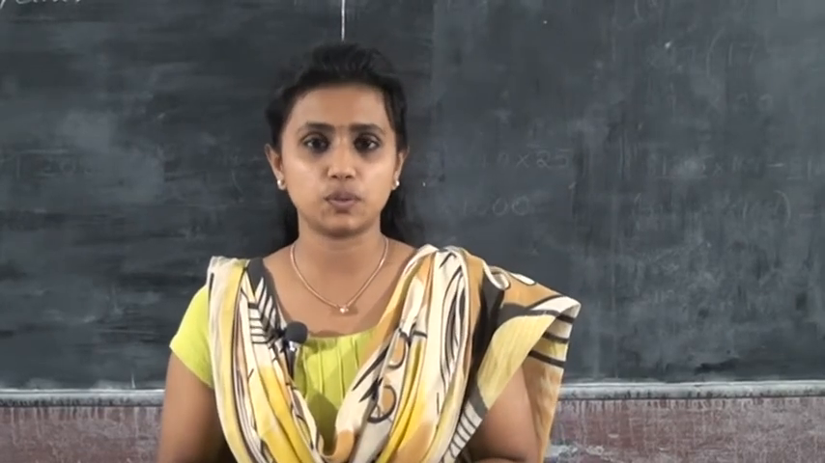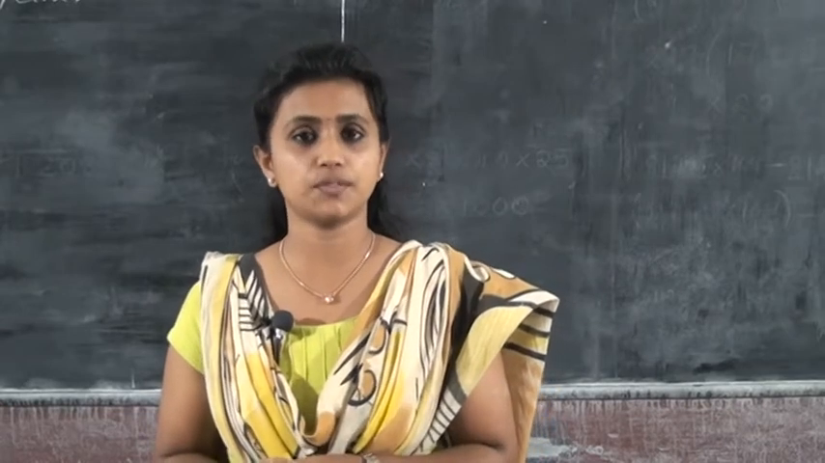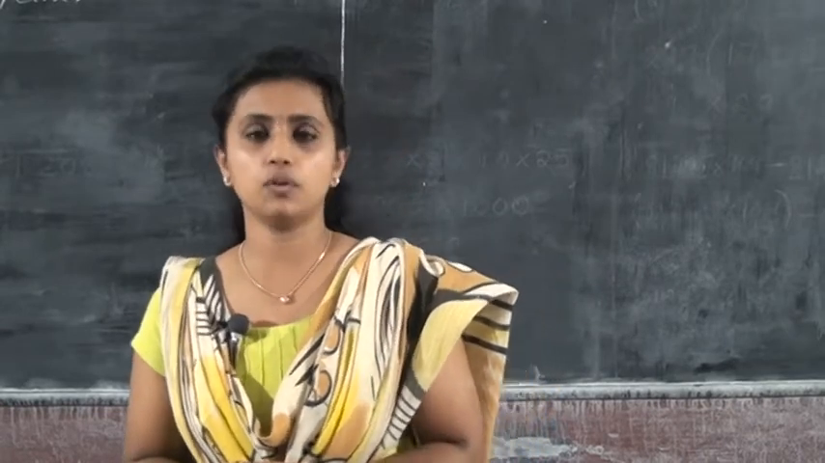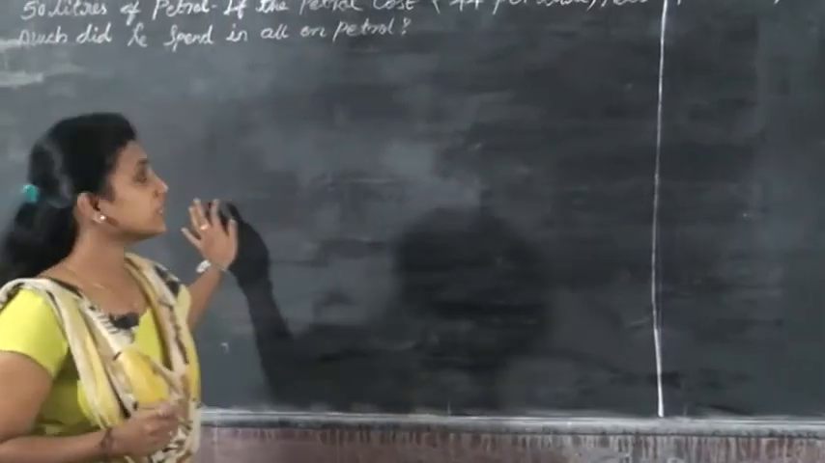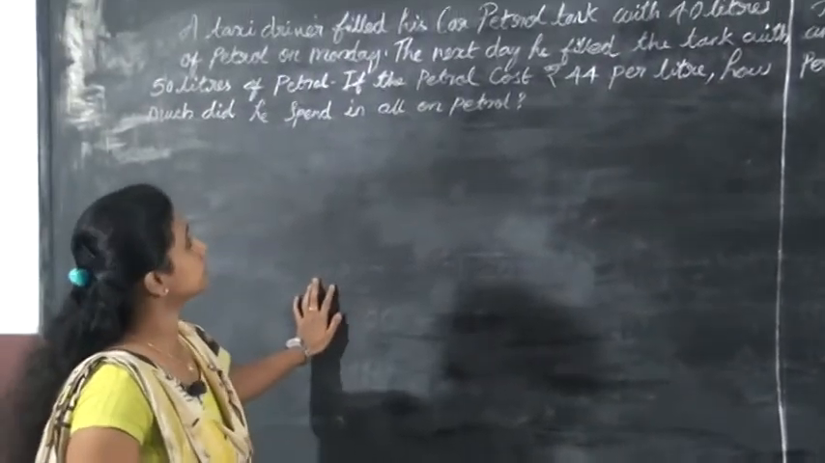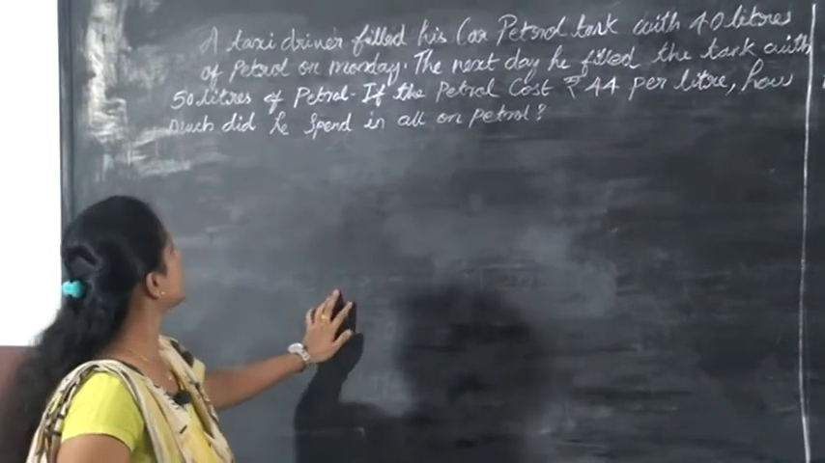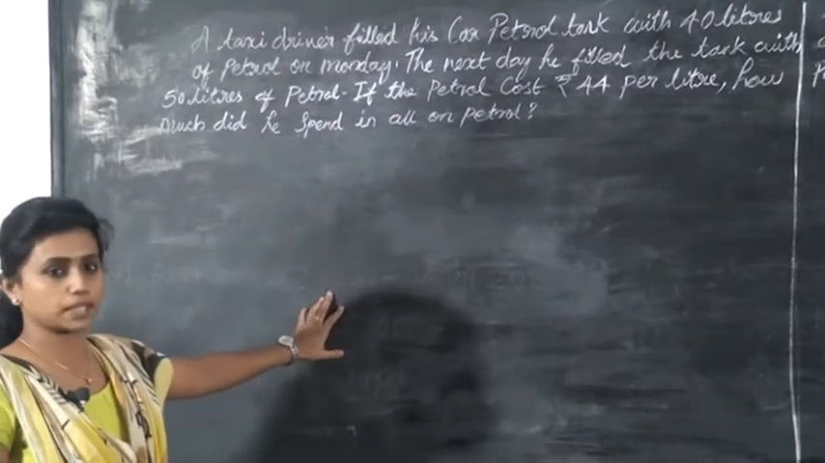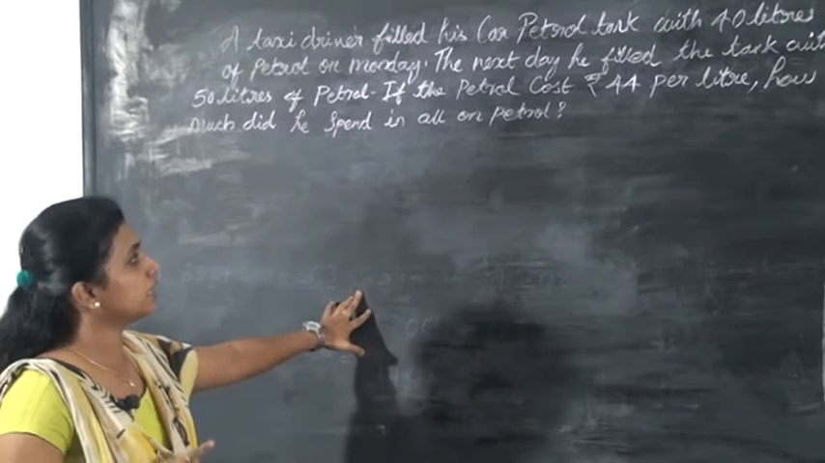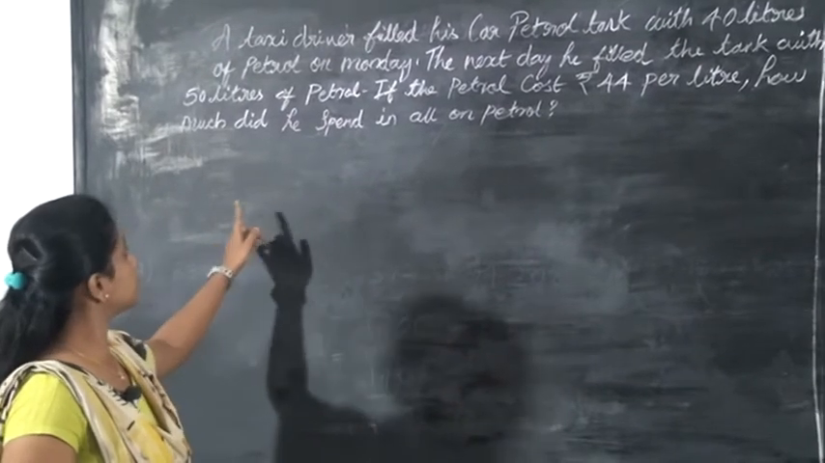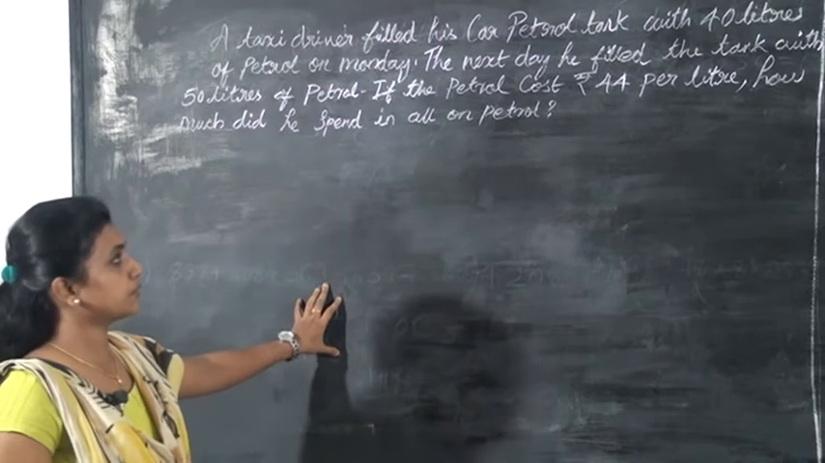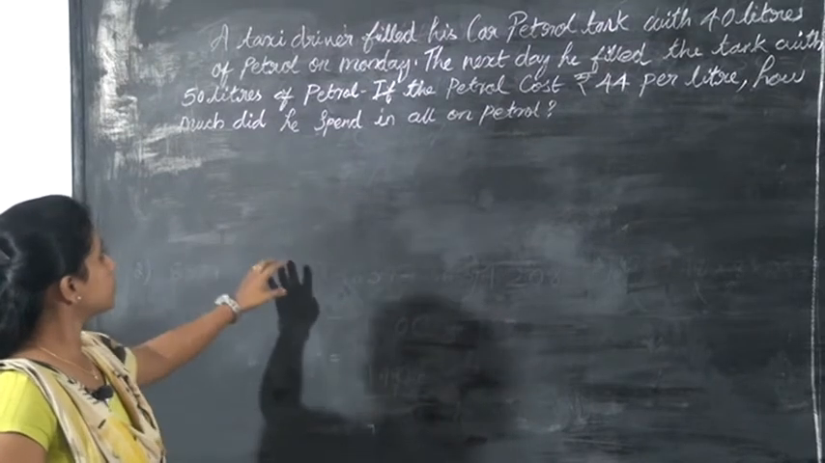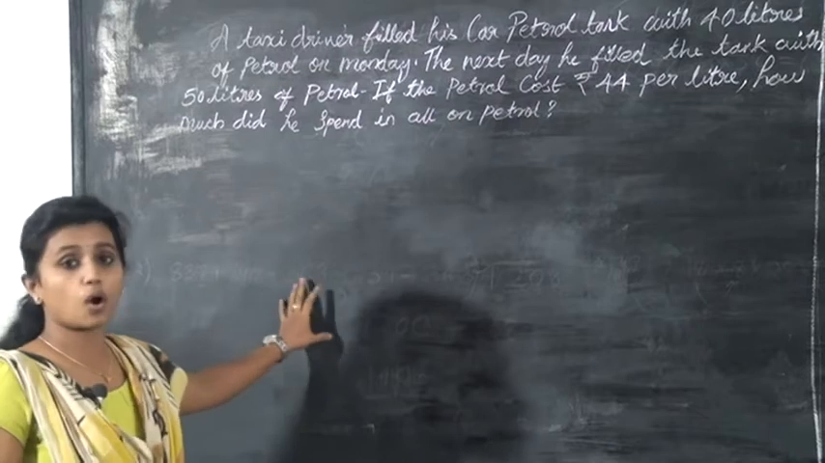Today we are going to do some word problems in exercise 2.2. Okay, now look here, the first question. A taxi driver filled his car's petrol tank with 40 liters of petrol on Monday. The next day he filled the tank with 50 liters of petrol. If the petrol cost rupees 44 per liter, how much did he spend in all on petrol?